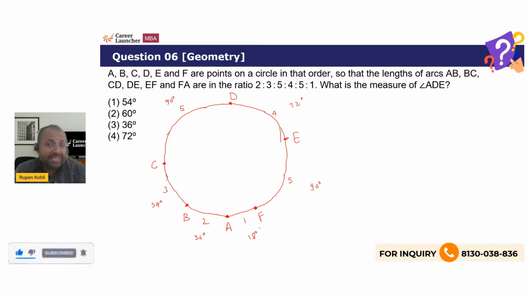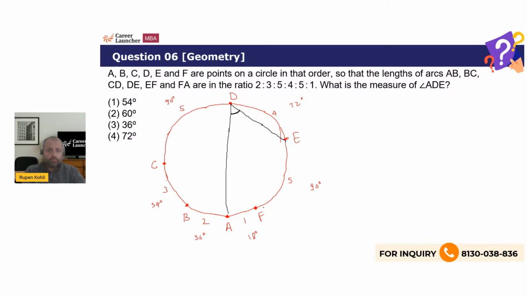Now look at what he's asking. He's asking for the measure of angle ADE. So this is AD and this is E. So that angle ADE. What about this arc AE? How much of the circle is that? This is 108 degrees. So this will make 108 degrees at the center of the circle.